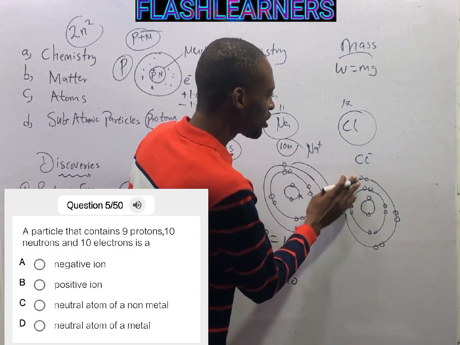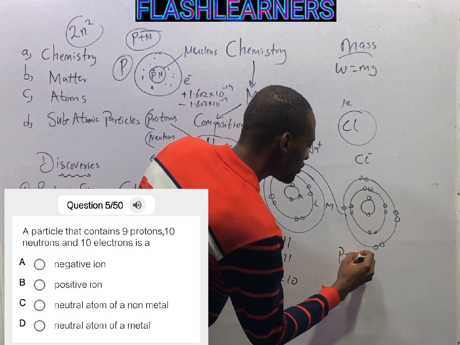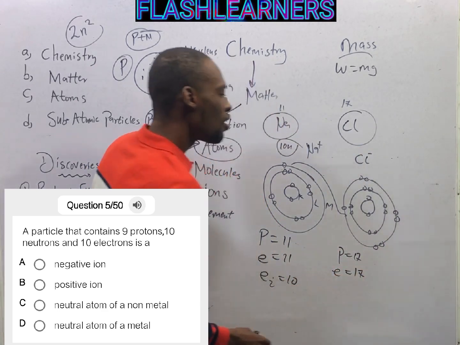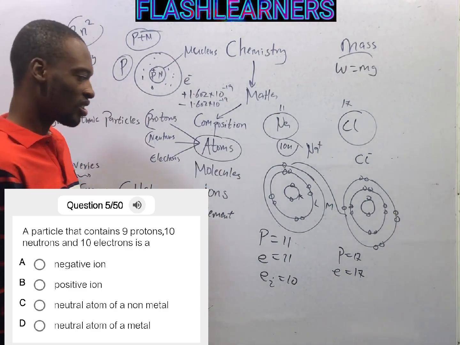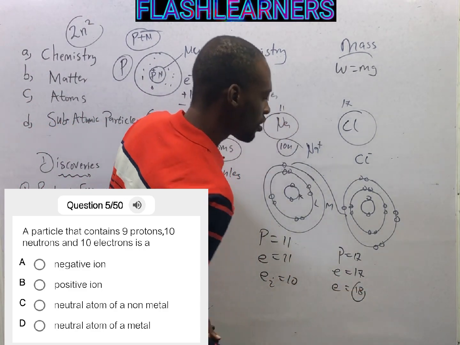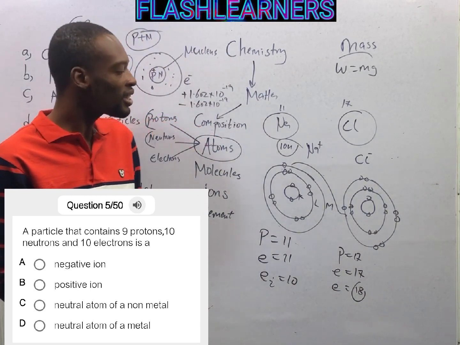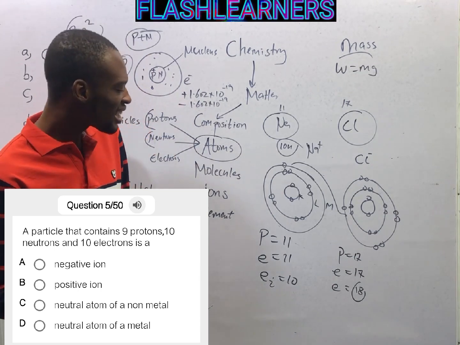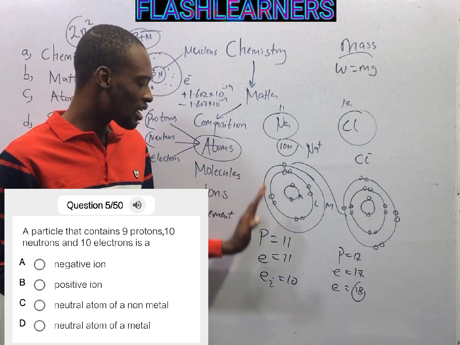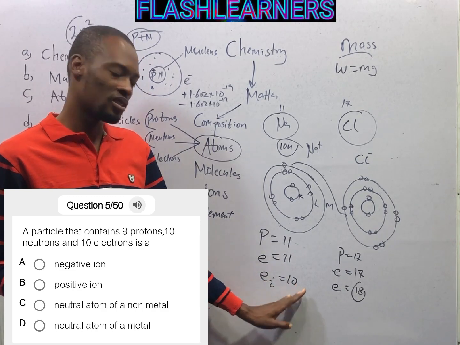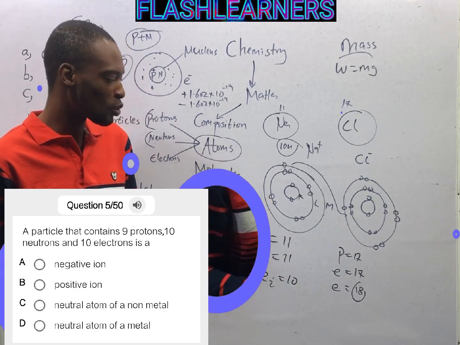Look at here. Chlorine, proton is 17. In the neutral form, electron is 17. But after gaining 1 electron right now, the number of electrons is 18. Which means chlorine ion has 1 electron more than the chlorine atom. And sodium ion has 1 electron lesser than the sodium atom.